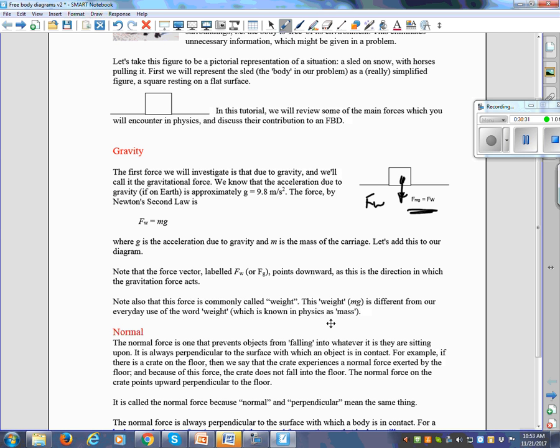This weight, mg, is different from our everyday use of the word weight, which is known in physics as mass. When I stand on the nerd scale, many of you have, and it says about 800 newtons, that is my gravitational force. Right? 800 newtons. It is a newton then. You didn't know that? It's a nerd scale.